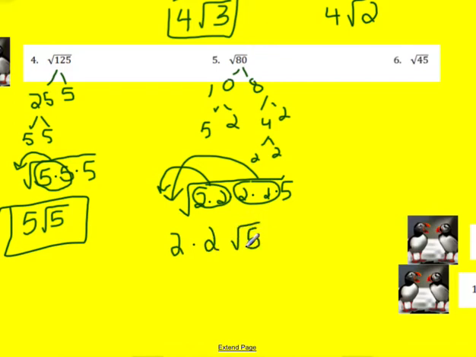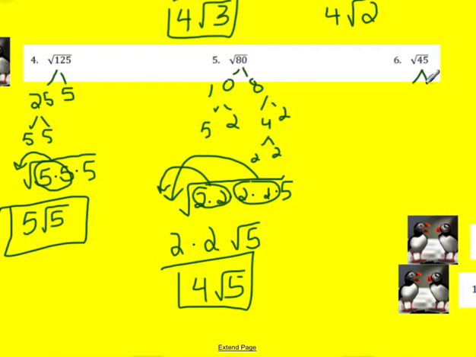So what is 2 times 2? Well, that's going to be 4. So I multiply those together, and I end up getting 4 square root of 5 for my answer for number 5. So if you're starting to get the hang of this, you can go ahead and complete your note sheet on your own. But if you want to keep listening with the video, you can do that. I just ask that you actually watch the video and not scrub ahead.